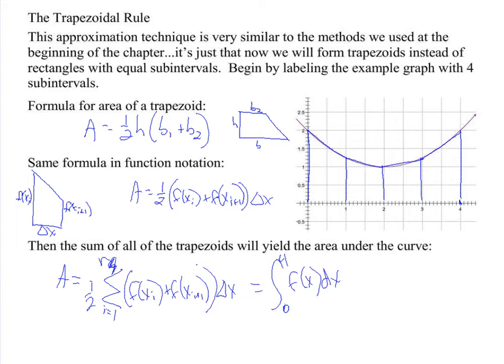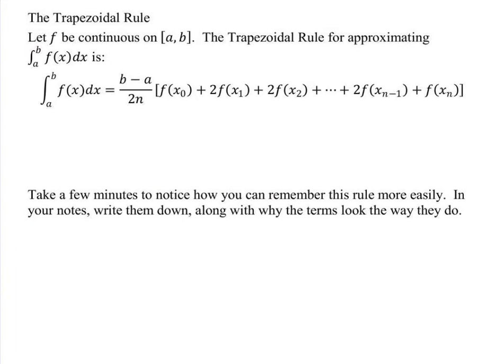Okay. So here's your official trapezoidal rule. Let f be continuous on the interval from a to b. Then the trapezoidal rule for approximating the integral from a to b of the function is this mess. It looks terrible, but actually there's a couple of patterns in here, and some of this stuff we probably could have figured out on our own already.